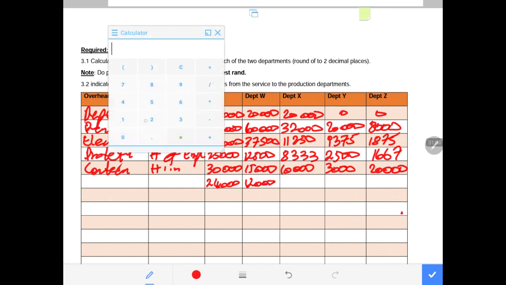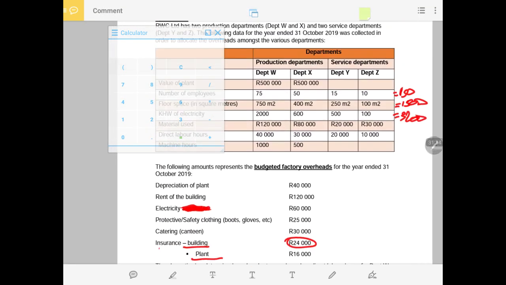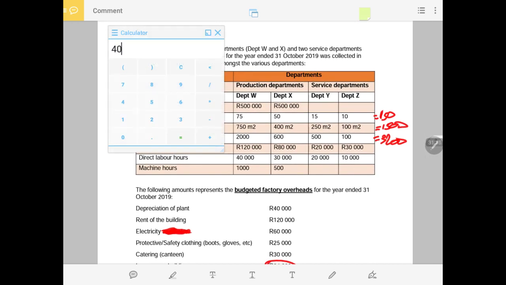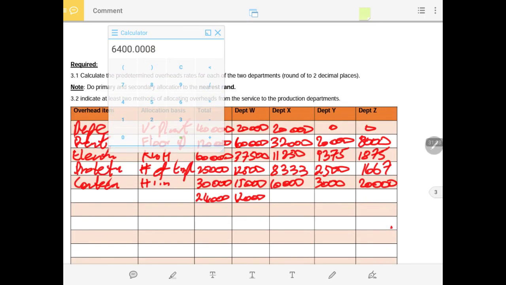Then again for the second base of allocation, which is our area in square meters, it will be 400. Divide this by 1.5, multiply this by 24,000. Then we get 6,400 for the second department.